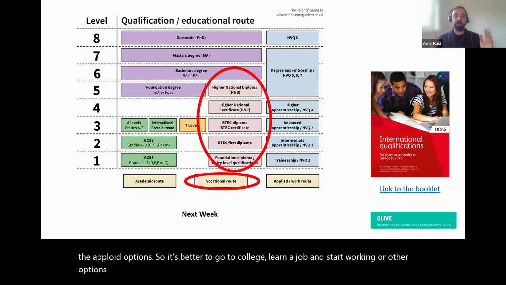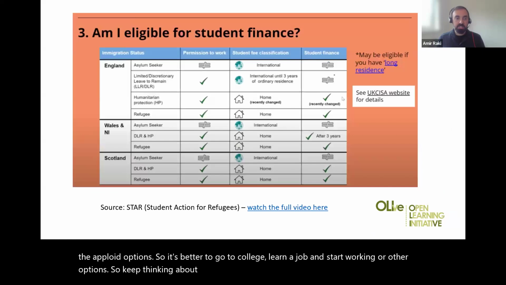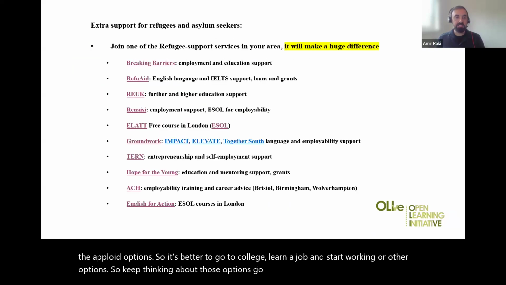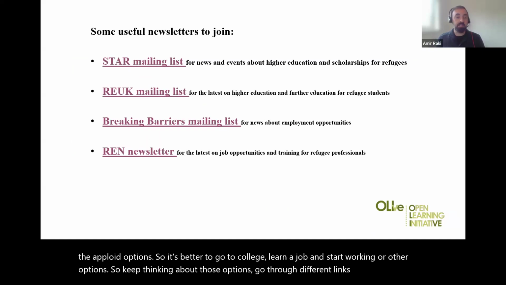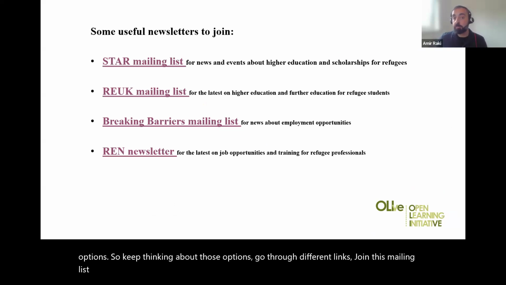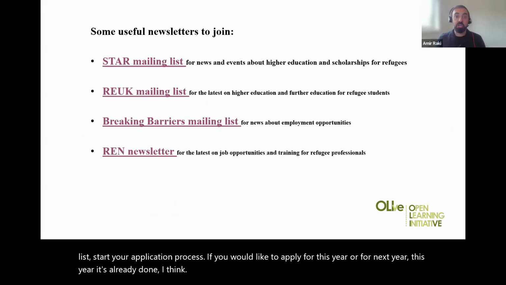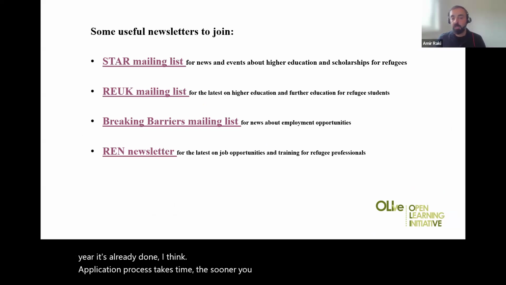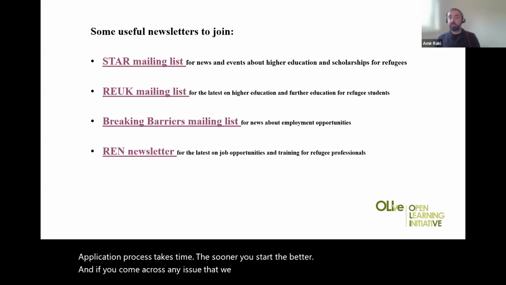So keep thinking about those options, go through different links, join this mailing list, and start your application process if you would like to apply for this year or for next year. This year it's already done, I think. The application process takes time. The sooner you start, the better. And if you come across any issue that we can help with, just feel free to reach out for support.